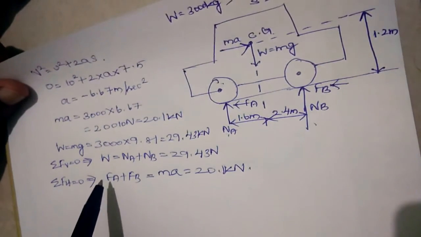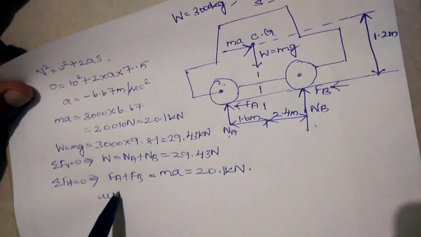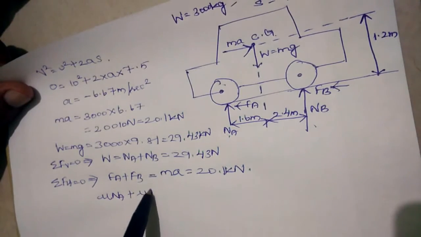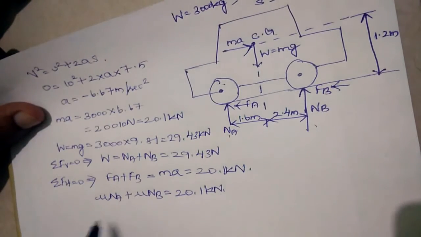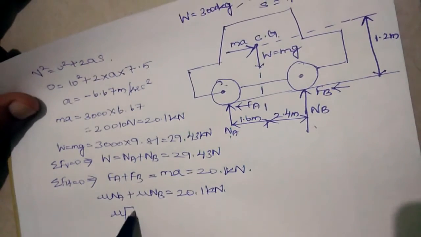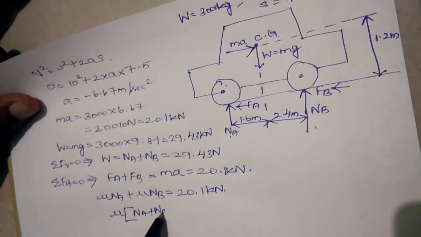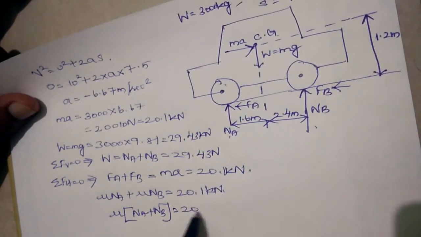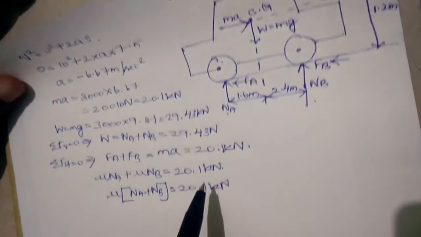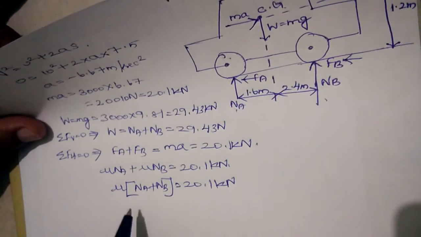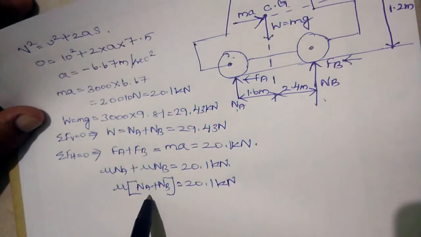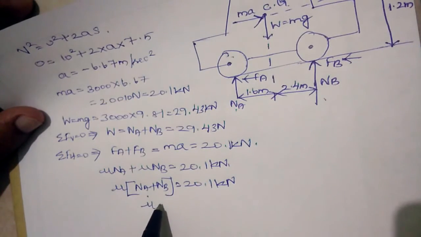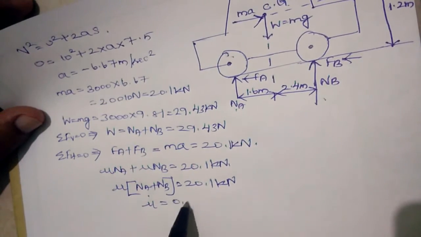FA and FB can be written as mu into NA plus mu into NB is equal to 20.1 kilonewton. Mu into NA plus NB is equal to 20.1 kilonewton. Therefore, we know the value of NA plus NB is equal to 29.43. Substituting this equation gives coefficient of friction is equal to 0.68.